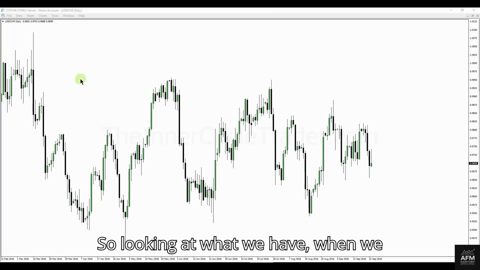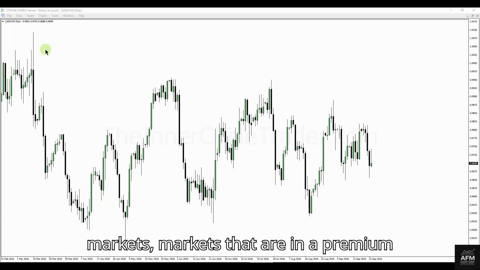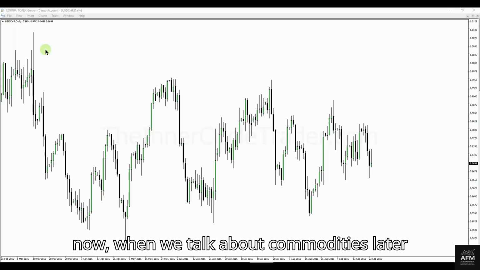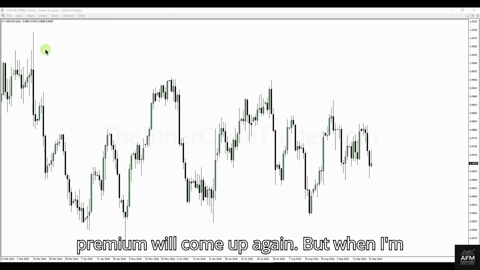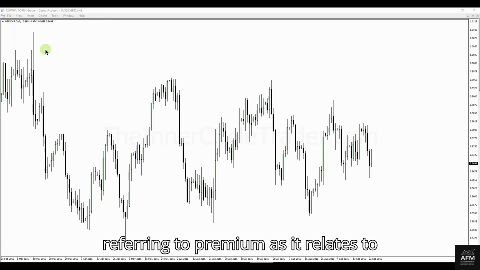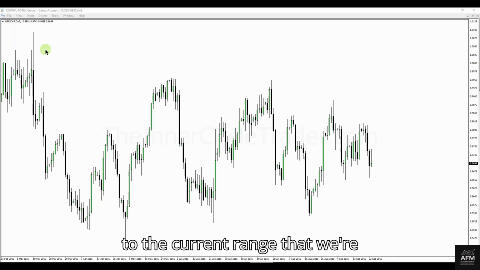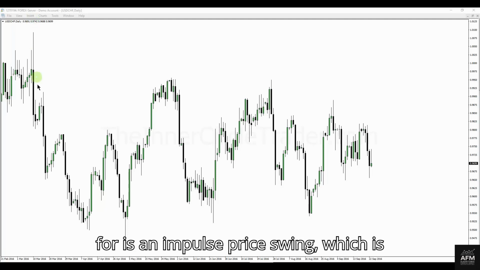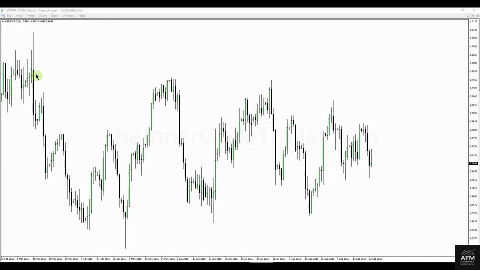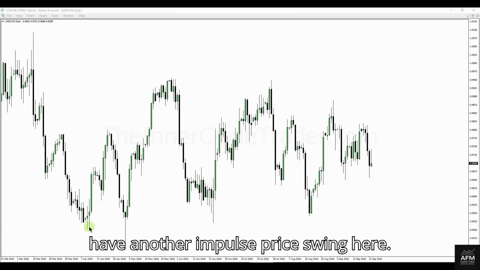So looking at what we have, when we look for premium markets, now when we talk about commodities later on in this mentorship, the topic of premium will come up again. But when I'm referring to premium as it relates to price action, I'm actually referring to the current range that we're trading in. And the first thing we look for is an impulse price swing. We have an impulse price swing here, another impulse price swing here, and another one here.